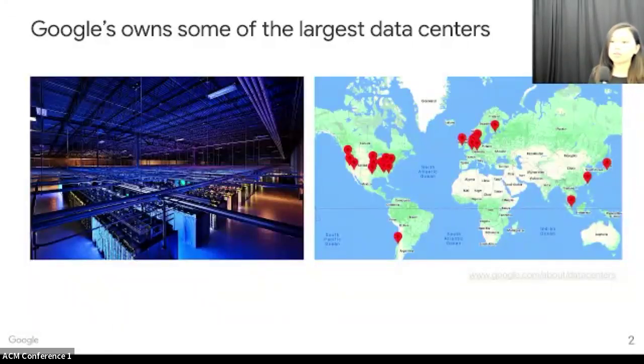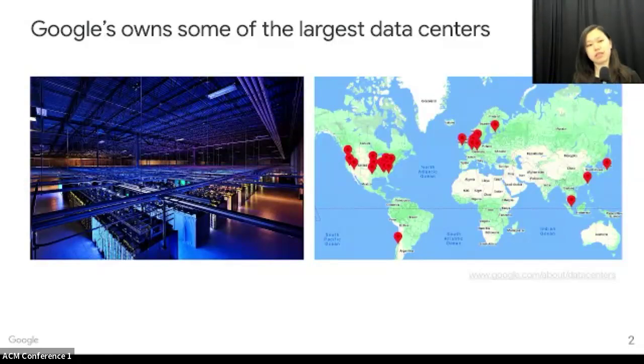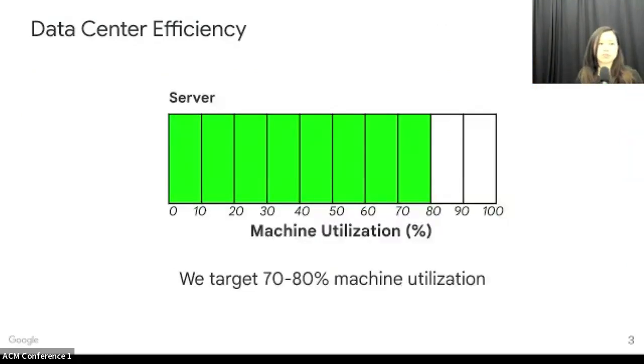As you all know, Google owns some of the largest data centers in the world. These data centers are placed in over 10 different countries across multiple continents, and they consist of millions of servers. At Google, we care a lot about running these data centers efficiently and using our machines wisely. One way we do that is by making sure that our machines run at peak performance and are always loaded with workloads. One way we measure how efficient our data centers are is by using machine utilization rate. We have a target machine utilization rate of 70 to 80%.